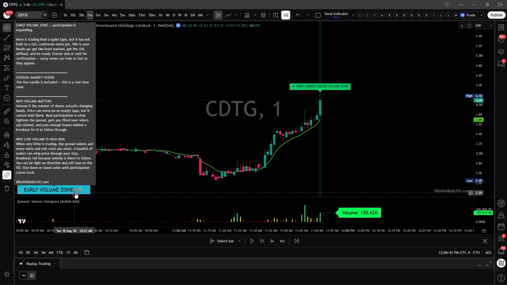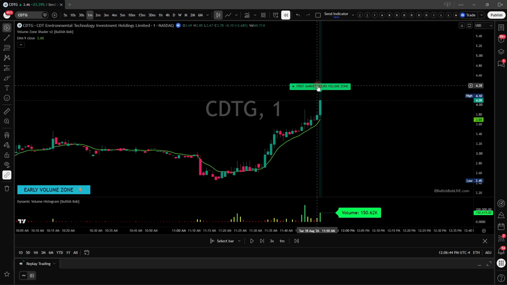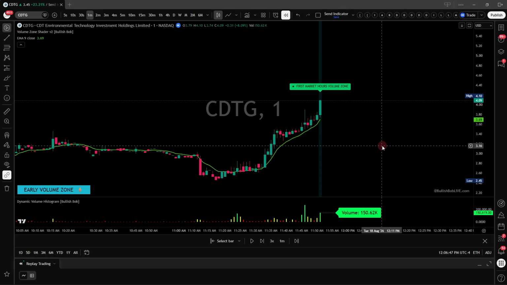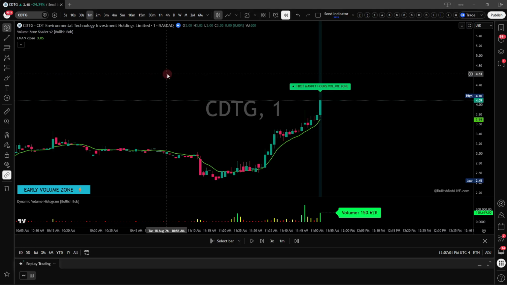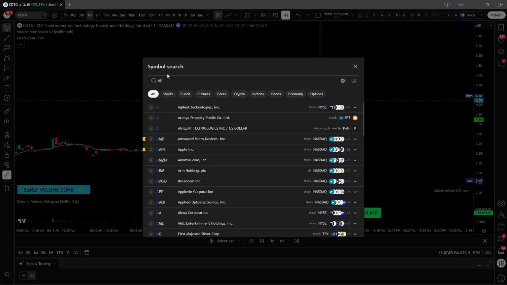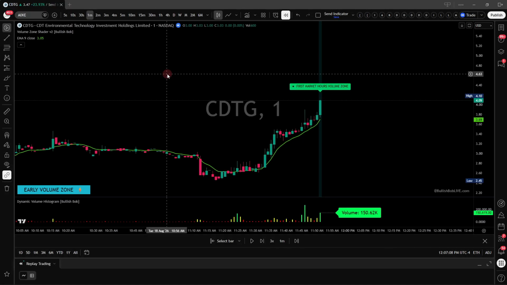We put tooltips on this to explain what that means for you, because we are geared around education. Guys, if you are an elite member, you have access to these indicators, the dynamic volume histogram down below. You can turn that on and off, and you can set alerts on these as well. And the volume zone shader, this is going to be version 2 coming out. This is going to notify us when it's time to trade and when it's time to sit out, right?